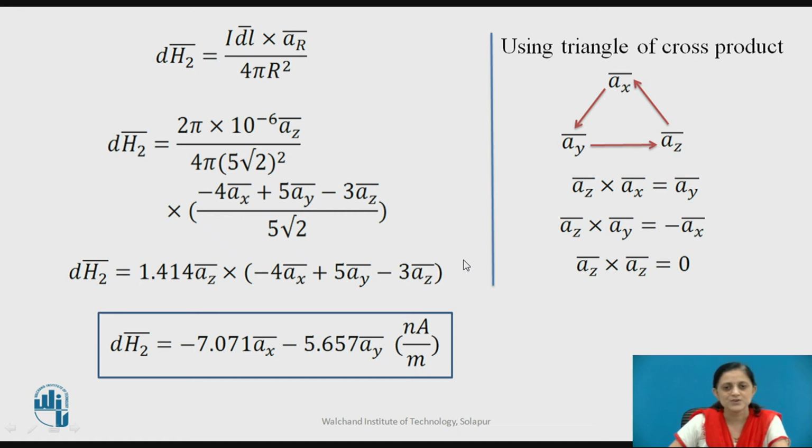So this is how you can find out the incremental magnetic field intensity for the given point by using Biot-Savart law.